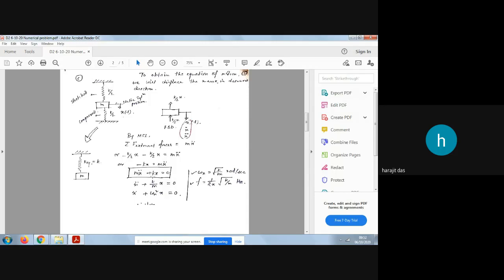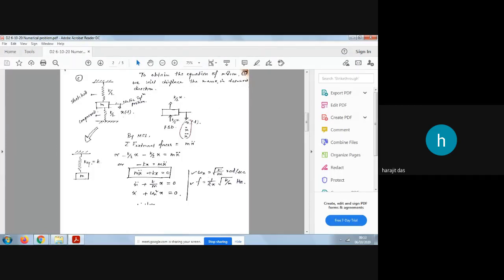So here it will be 1, here it will be k by m. So k by m is what? Omega n square. Omega n is what? Natural frequency. Below you need to write that omega n is the natural frequency of the system, whose value is omega n square equals k by m. Omega n will be equal to the square root of k by m. So here it is written: omega n is the natural frequency, which equals root k by m radian per second.